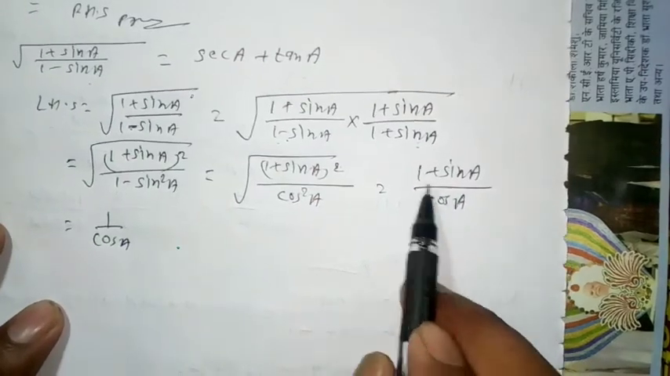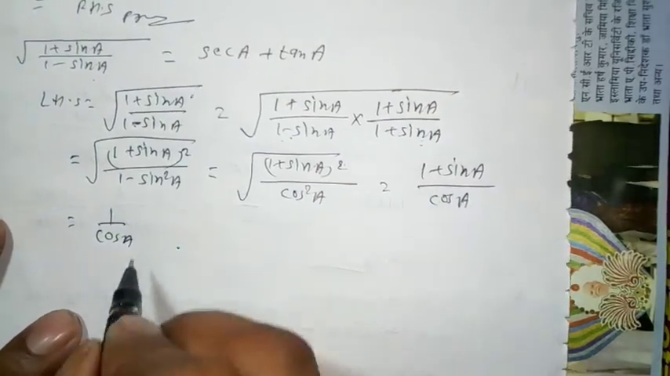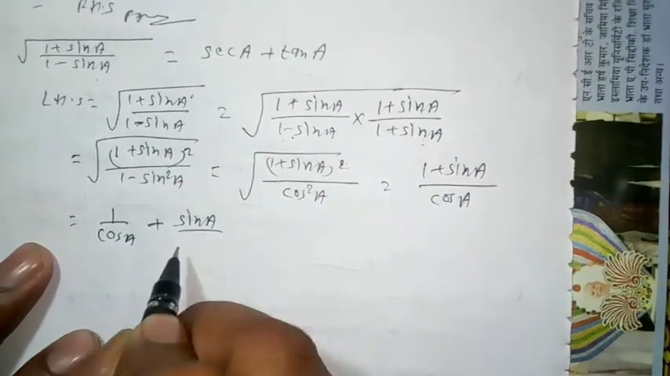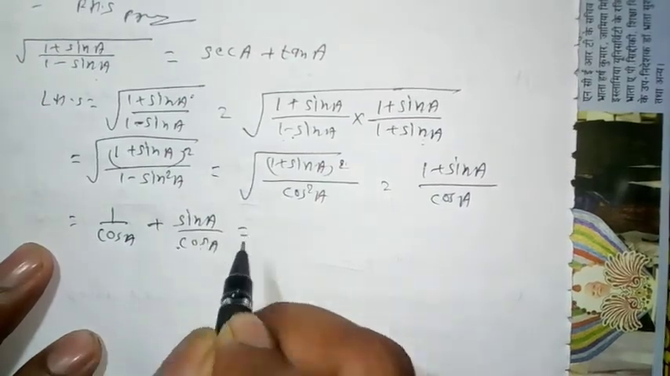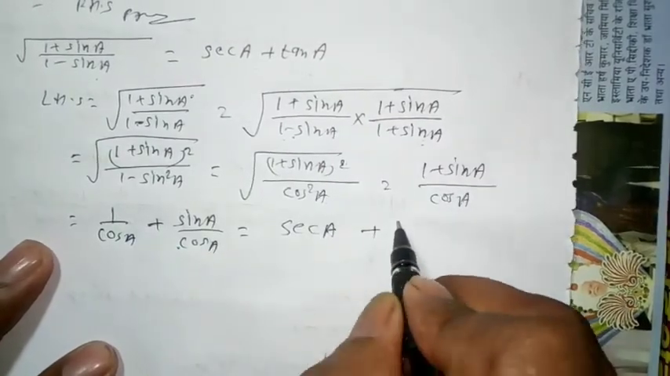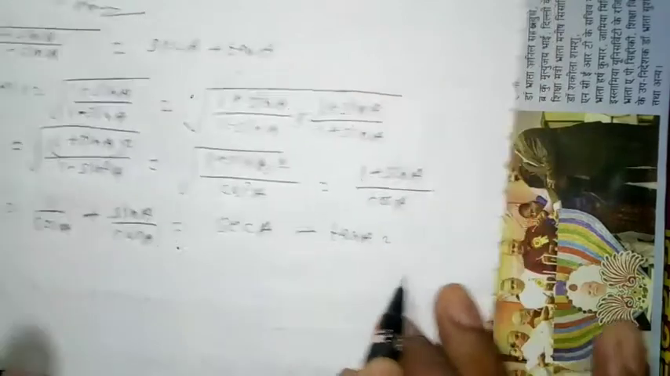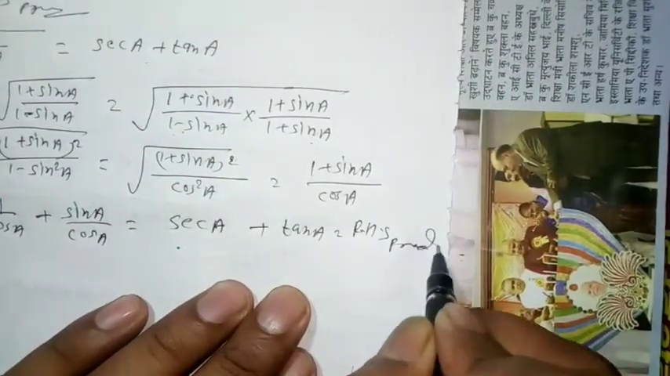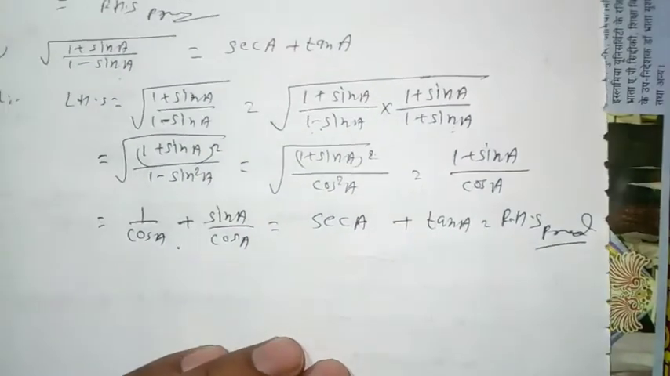Now I am dividing both terms by cos a. 1 by cos a plus sin a by cos a is equal to sec a plus sin a by cos a, tan a, is equal to RHS. Proved. The next, question number 7.